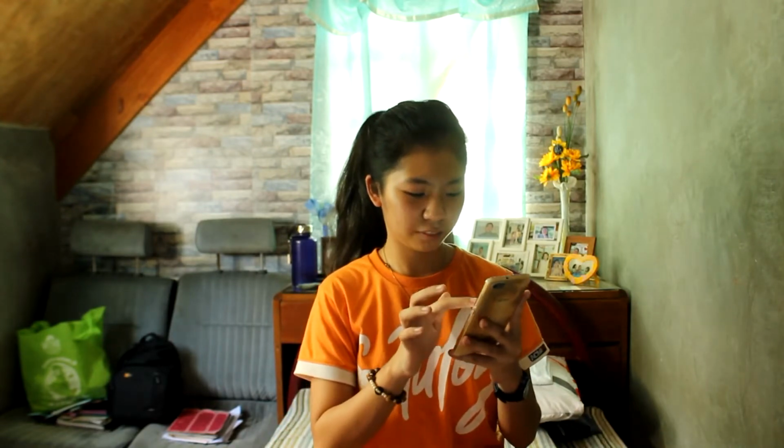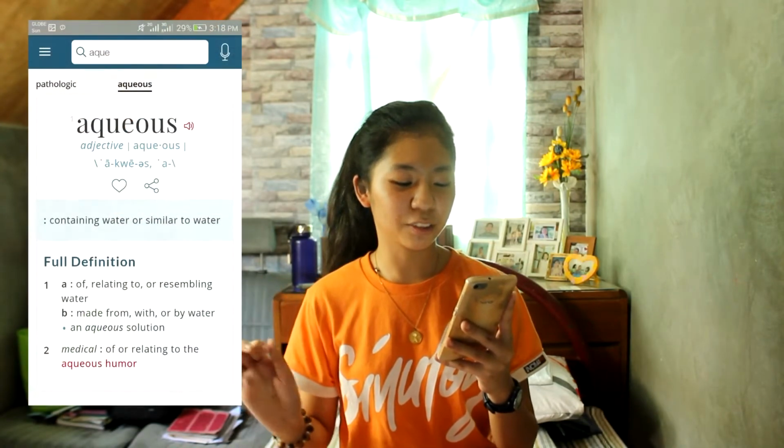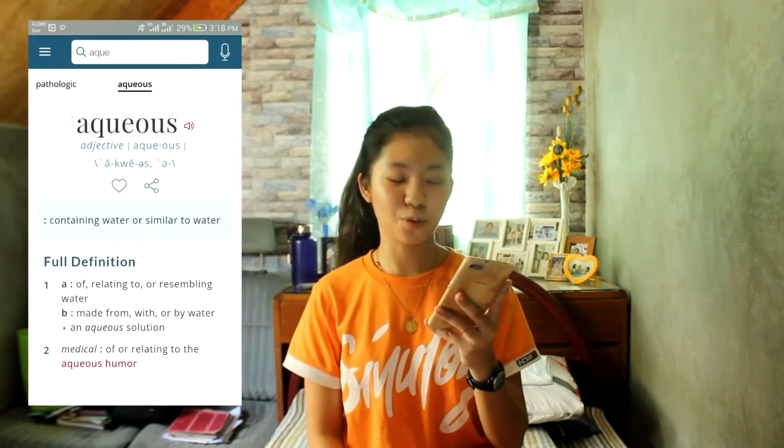sour taste. Dayon ang base kay ang hydrogen-combining substance in chemistry. And these substances, when in aqueous solution, releases hydrogen ions and are slippery to touch and can taste bitter. So, bitter siya, guys. So, an aqueous solution means containing water or similar to water.